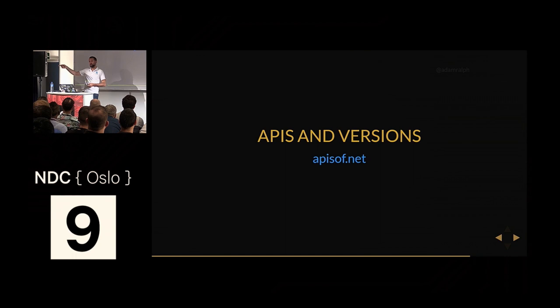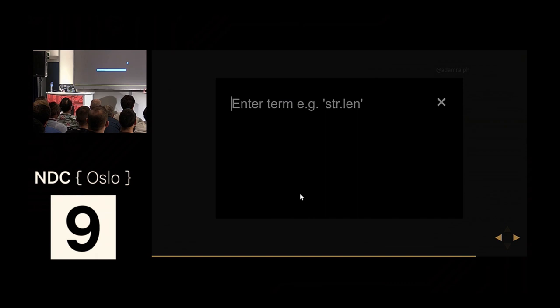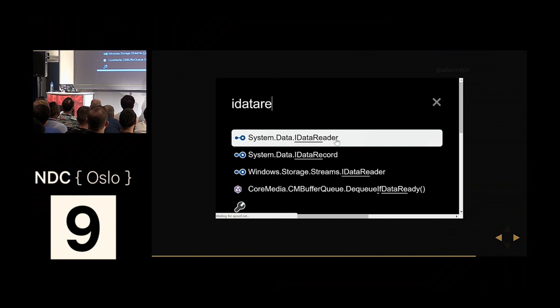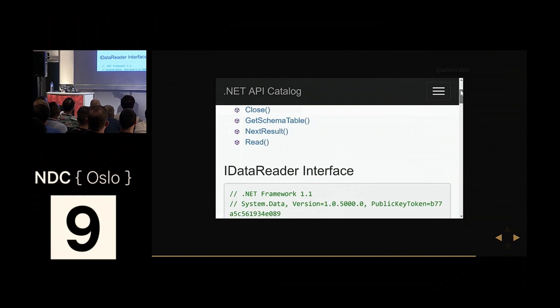If you then want to find out which methods and classes you need to switch to, this resource is really, really good. This actually lists every single API that exists in .NET on every single platform, on every single version of .NET Standard. You can search for things like IDataReader, and it will tell you a little bit about it, what methods exist, et cetera. And then it will also tell you what platforms it is available on.